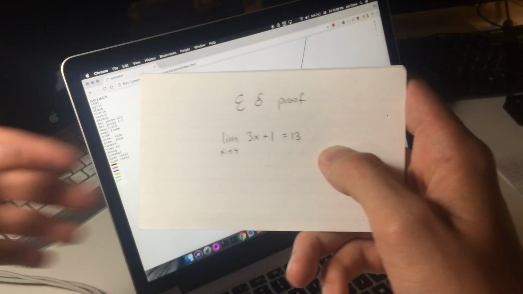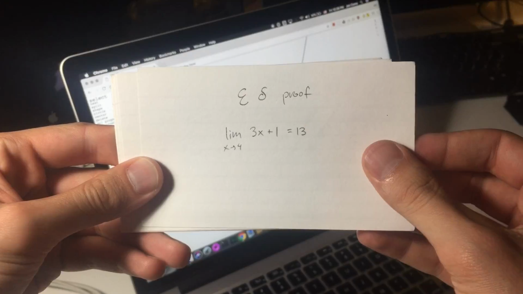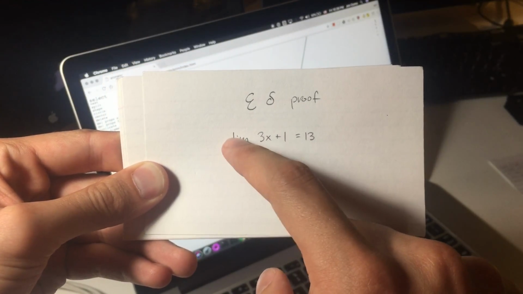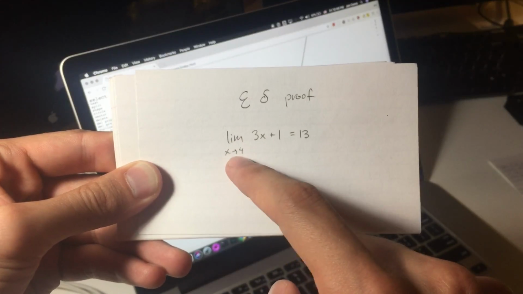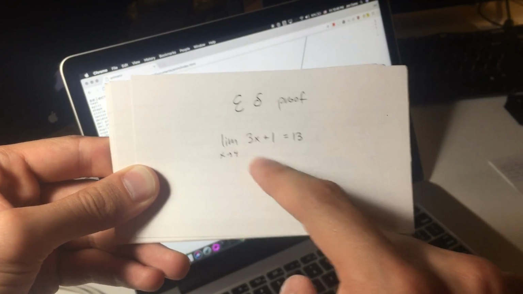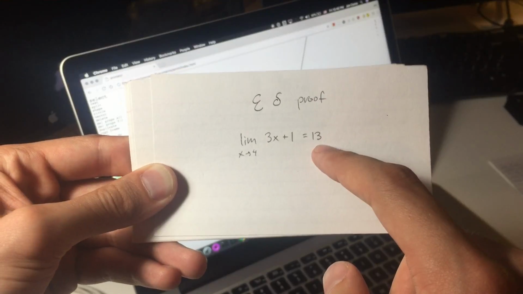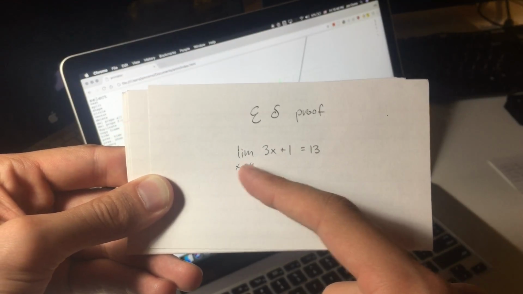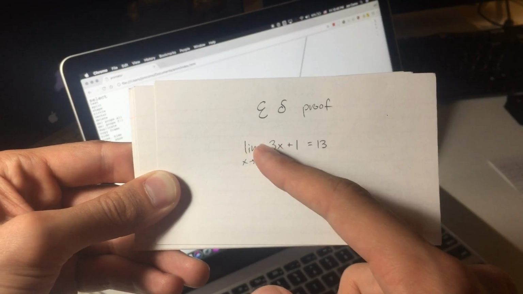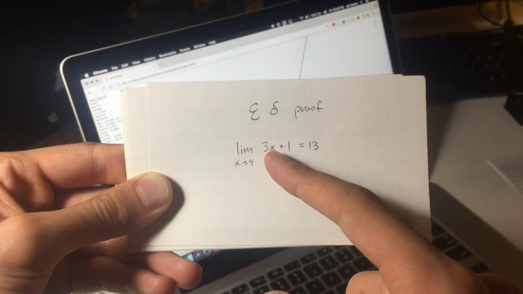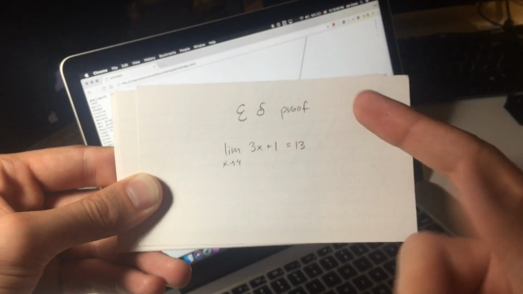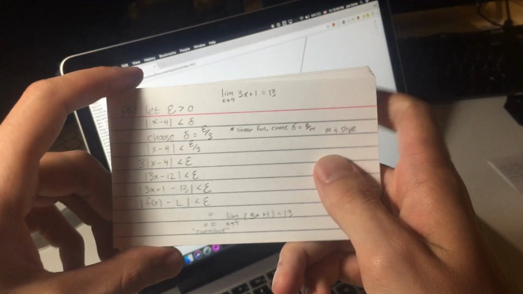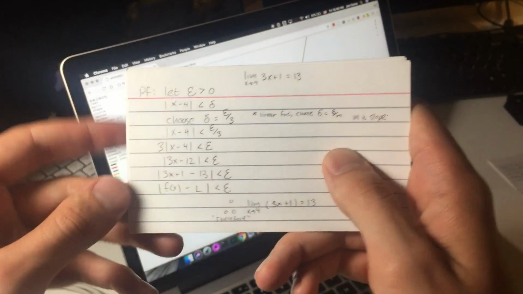Okay, so the epsilon delta proof. We have a function here, 3x plus 1, and we're saying the limit as x gets closer and closer to 4 of this function is 13, but we have to prove it, right? You may think, well, it's kind of obvious. If we just plug x in, we get 3 times 4, which is 12, plus 1 is 13. So it's kind of obvious, but there's a way to prove it symbolically if you want to be really technically correct.